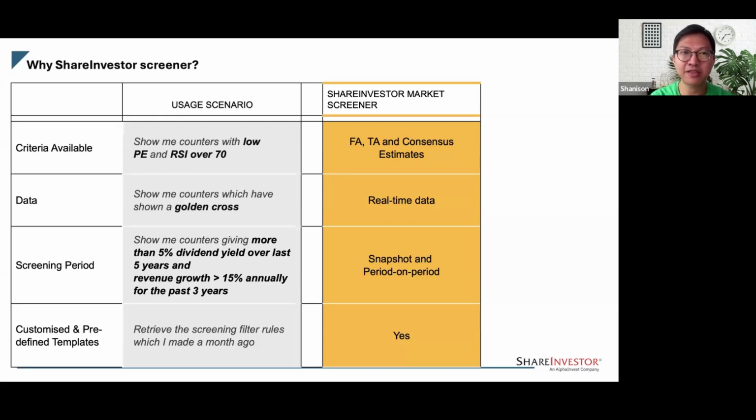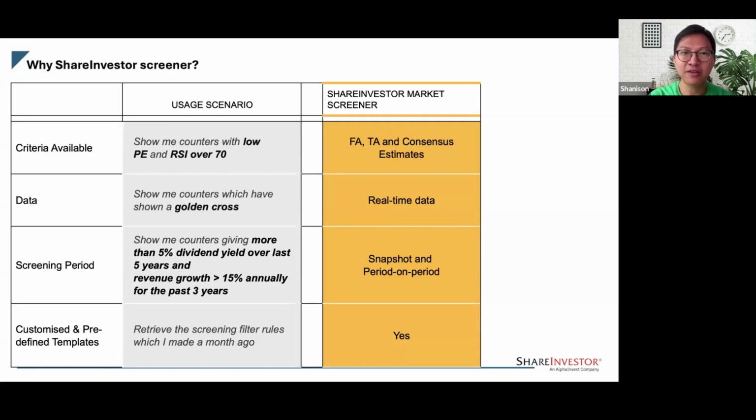For example, you can say, show me counters with, let's say, very low PE. You can define what is low. And also RSI, maybe over 70. For those who don't know, RSI is one of the TA indicators to see whether something is oversold or overbought. And this is one part of it.